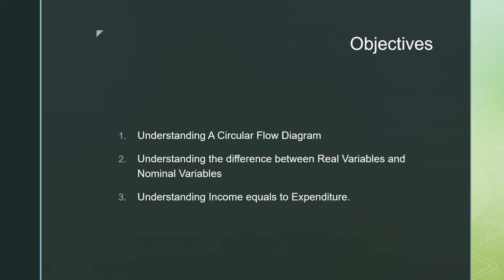What is a circular flow model? And also, what are the differences between real variables and nominal variables? And finally, understanding why income is equal to expenditure.